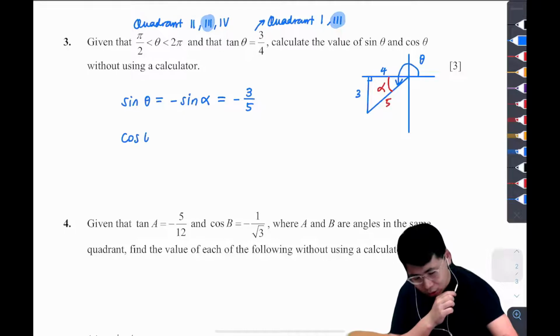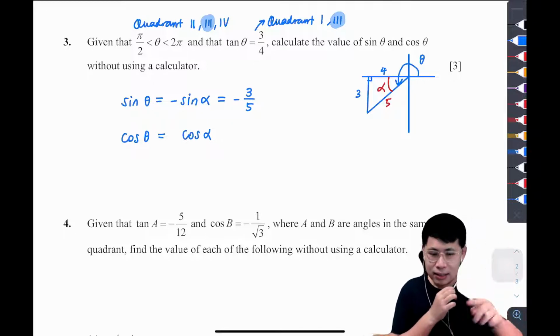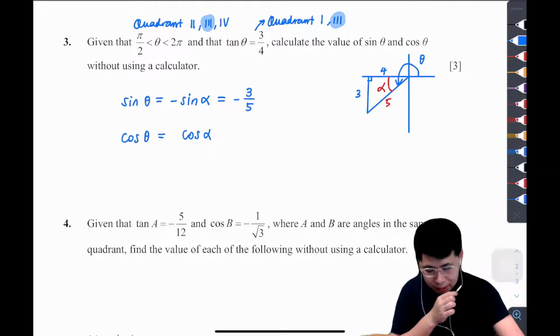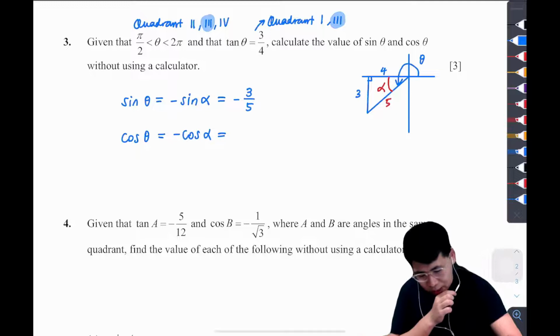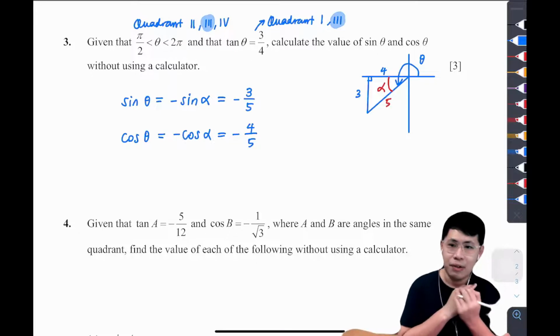Next, cosine theta is equal to, same thing, cosine alpha, I can borrow the basic angle. ASTC, third quadrant, is negative for cosine. So here will be negative adjacent over hypo, negative 4 over 5. That's all. Okay, very simple.